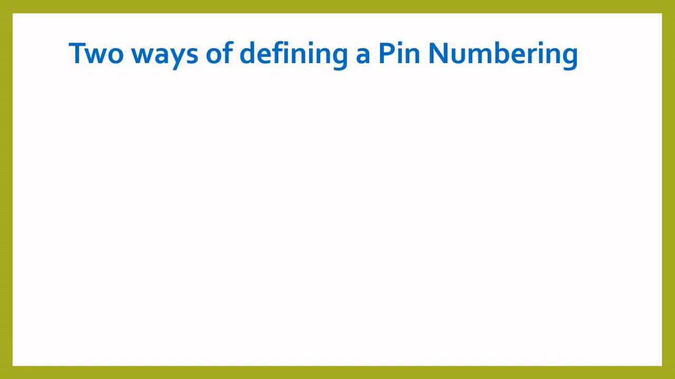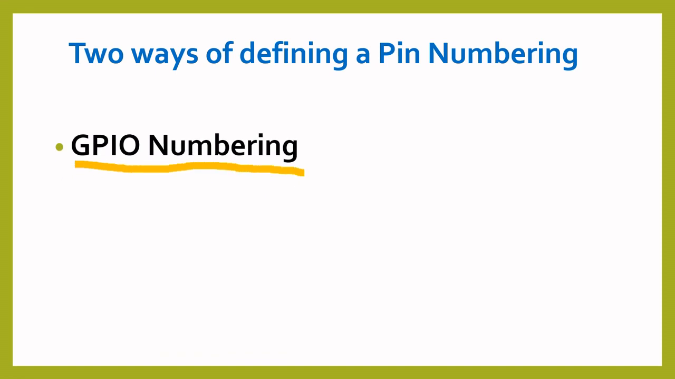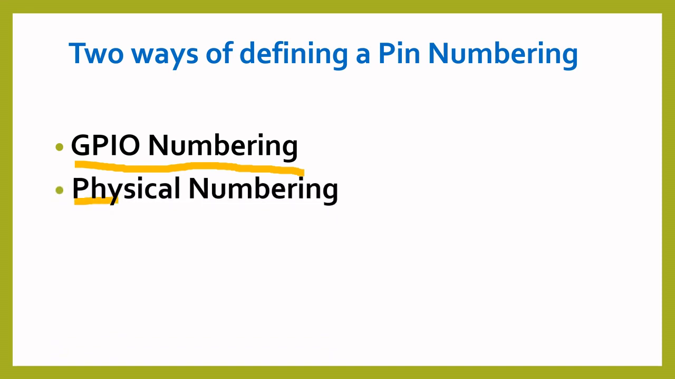There are two ways of defining a pin numbering of Raspberry Pi. First way is GPIO numbering. The second way is physical numbering. So remember, by using these two ways, that is GPIO numbering and physical numbering, we can define a pin numbering of Raspberry Pi. Now, let's go for details of GPIO numbering and physical numbering.